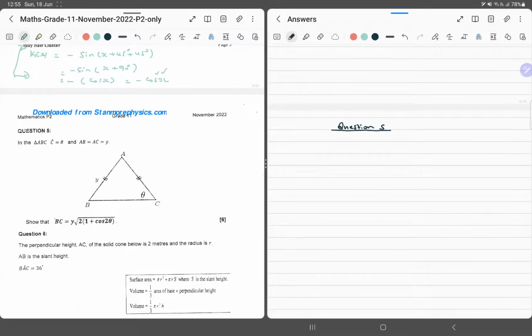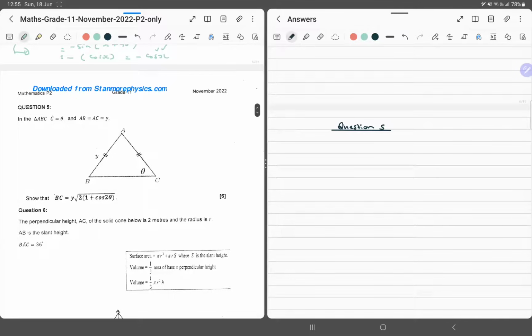Question 5. Okay, so let's try to move a bit quicker. I told you here in triangle ABC, angle C is theta and AB is equal to AC equal to y. So if that is the case, we already know that this is also theta, right? These are the base angles of an isosceles triangle, or what they simply call nowadays angles opposite equal sides in a triangle.